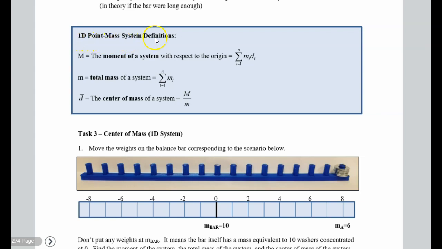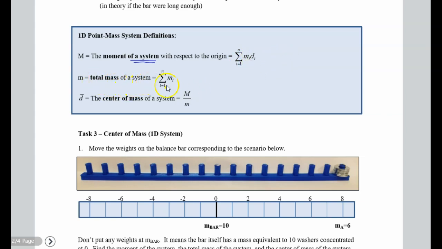There's this 1D point mass system definitions. So in this, your moment, not of a single point or single stack of washers, but the moment of the whole system. So this is of the whole system with respect to the origin. So again, this is where we're going to be measuring our distance from. The origin is going to be just adding up. So this is our summation notation. We're going to add up the mass times distance of all our pieces. So just like in the first one where all of the different pieces totaled up to 0, that's the same thing we're going to be doing here. Mass times distance of all our pieces, and then just see what they add up to.